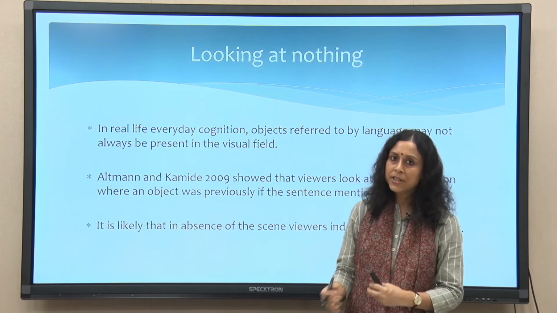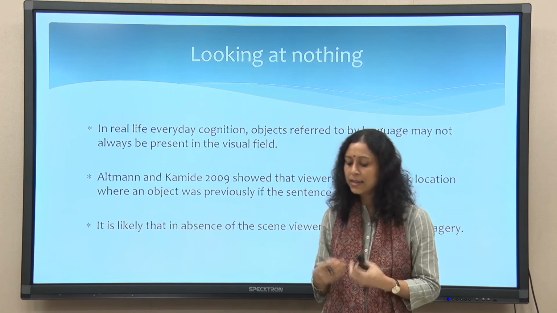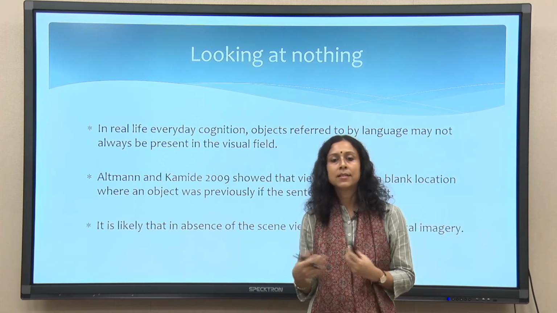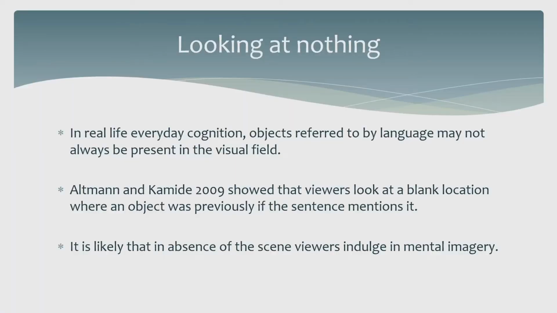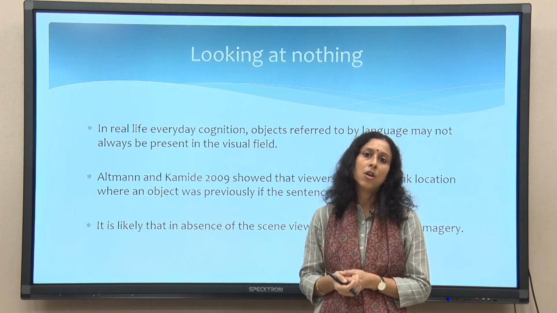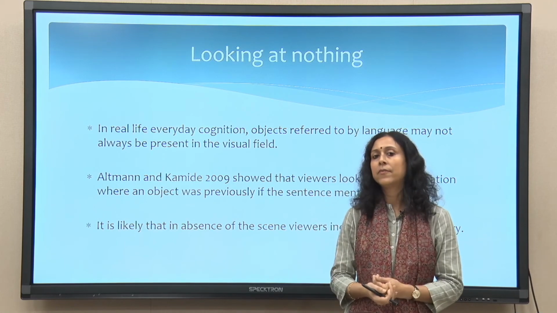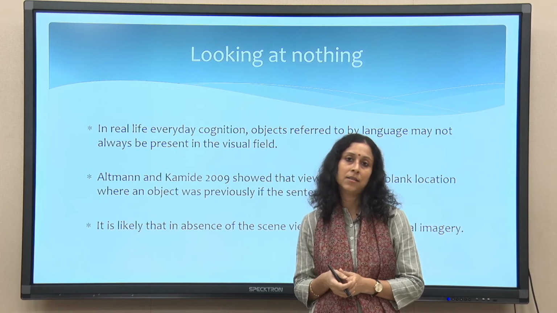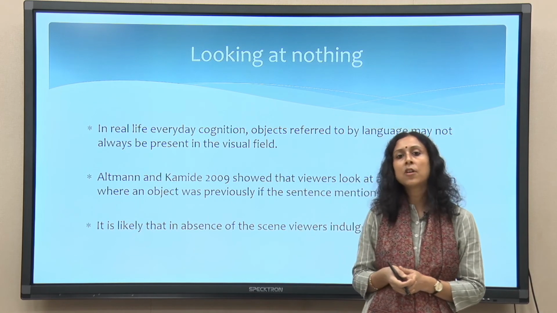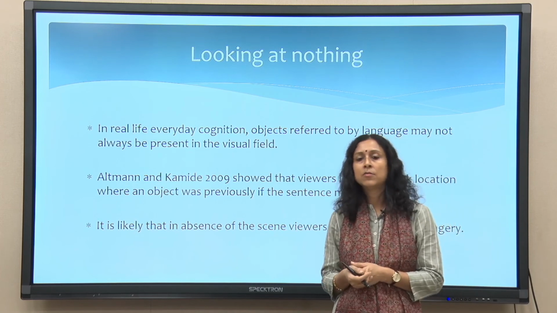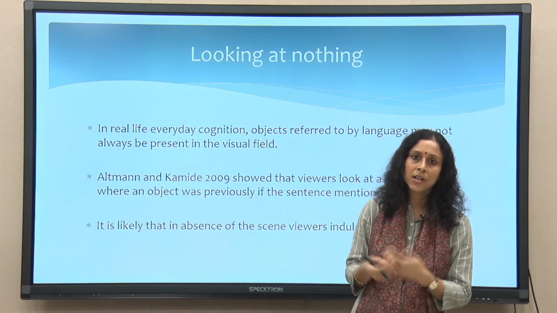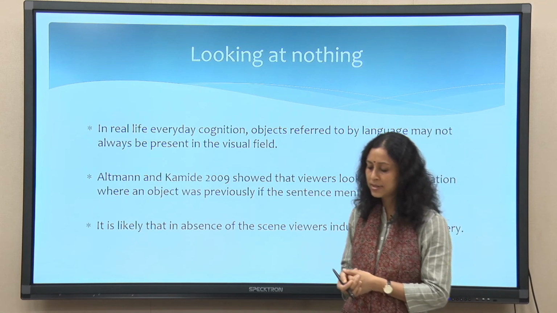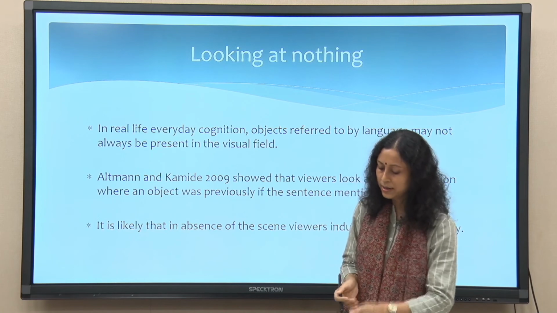So, we have looked at the word object mapping, we have looked at anticipatory eye movement, and now let us look at looking at nothing. When there is nothing, we still look at something. In real life everyday cognition, objects referred to by language may not always be present in the visual field. In fact, that is one of the most interesting aspects of human language. We can talk about things that are not present right in front of us. This is one of the differences between human language and the communication system of many other animals. So, we can talk about the Harappan civilization, we can talk about the Mars mission and so forth, none of which is present in front of us.